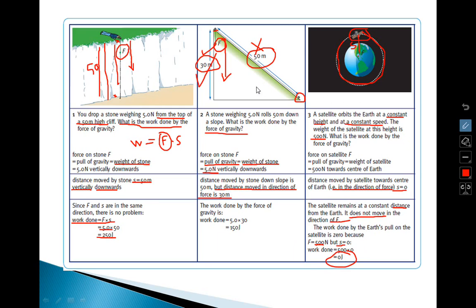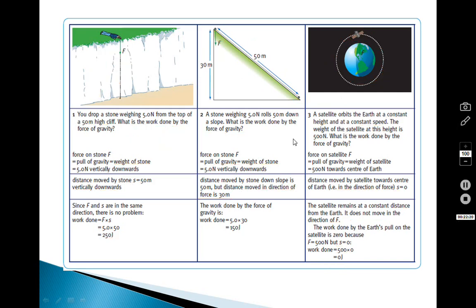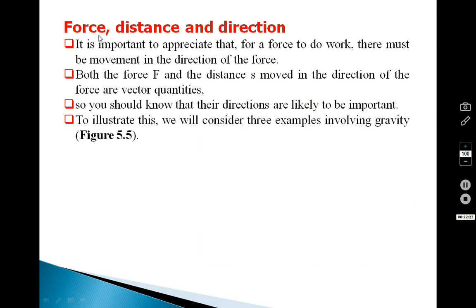So here we have 3 different examples of movement explaining force, distance, and direction. Actually, those examples are in figure 5.5, explaining what we have said in those points here. So please try to keep those in mind. It's very important.